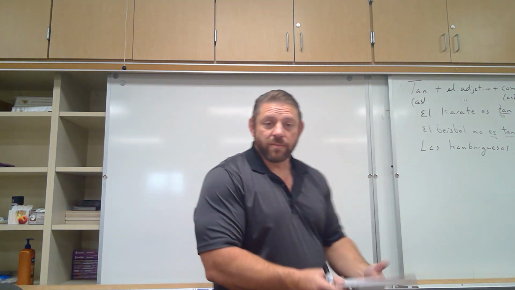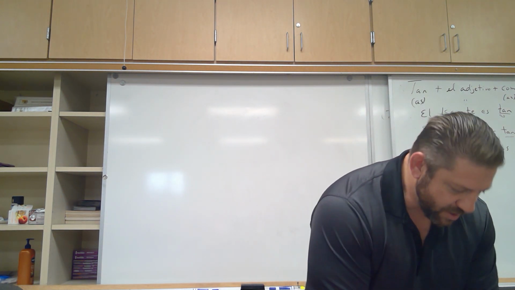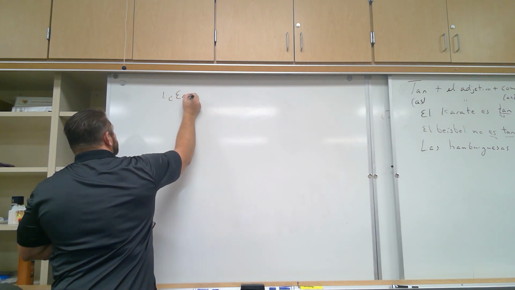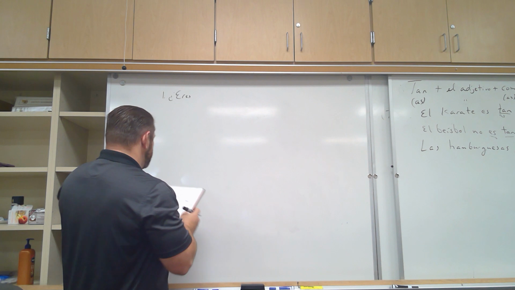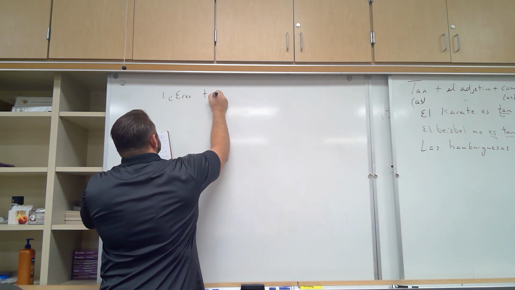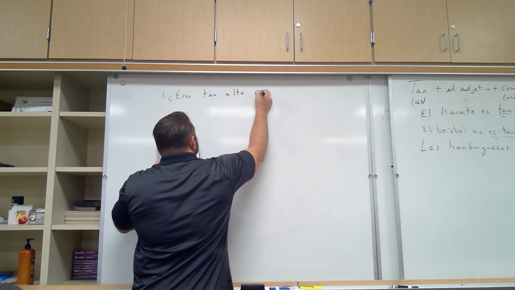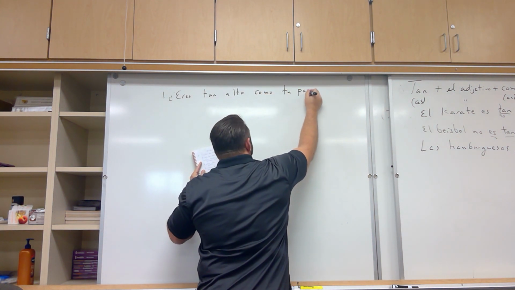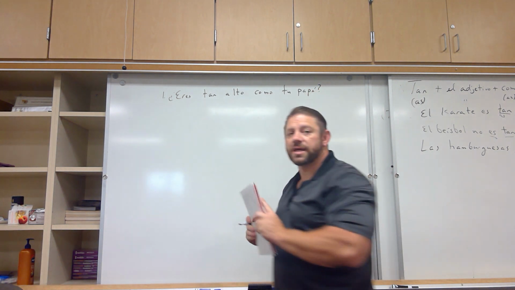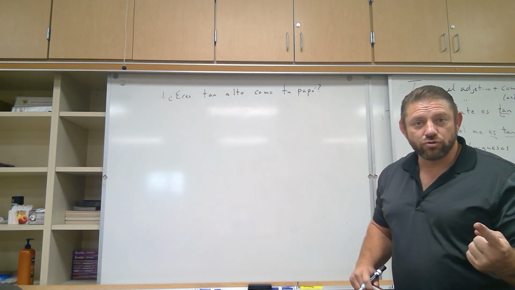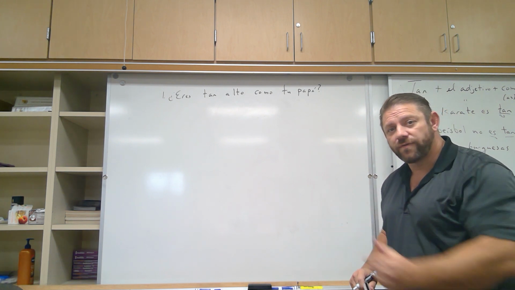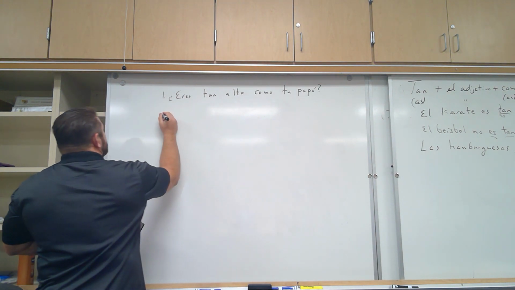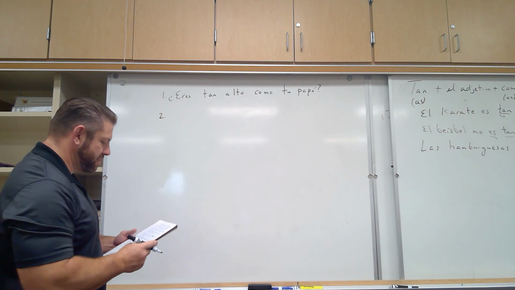First question. Here they are. Give me a complete sentence. And you're going to use one of the two formulas to answer these questions. Eres tan alto como tu papá. So number one says, eres tan alto como tu papá. Are you as tall as your father? You're going to say, yes, I am as tall, or no, I am not as tall. Or you can say, I am shorter than my father.